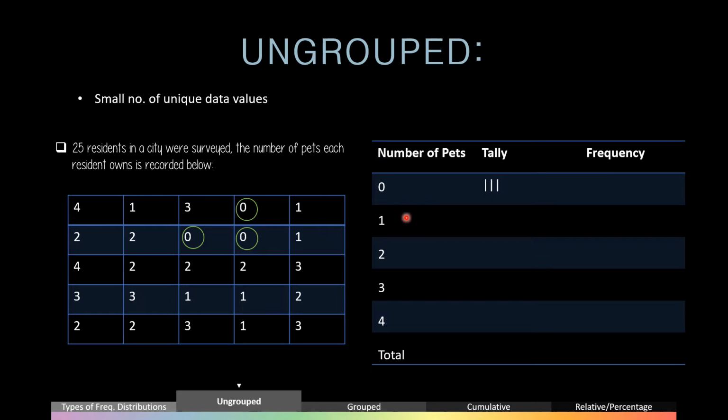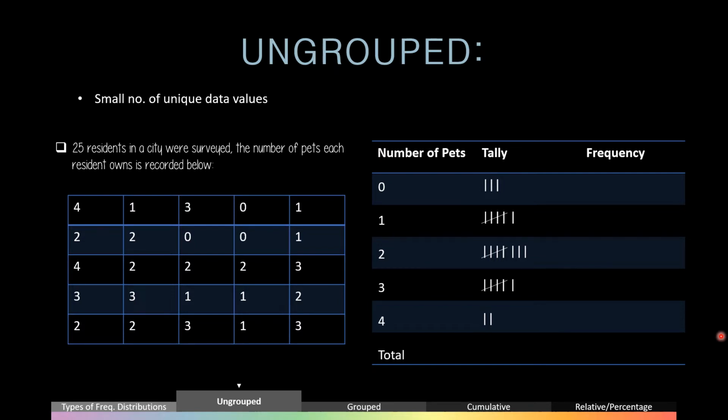Moving on to residents who have 1 pet, we have 1, 2, 3, 4, and 5. Now this is interesting. When working with the tally system, you represent the number 4 as 4 strokes, but you represent the number 5 as 4 strokes with a line through it. And we have 6, so we add another stroke. Now we're going to continue doing this for residents who have 2, 3, and 4 pets respectively. Okay, now that we have our tallies, we're going to use this and convert it into a frequency.